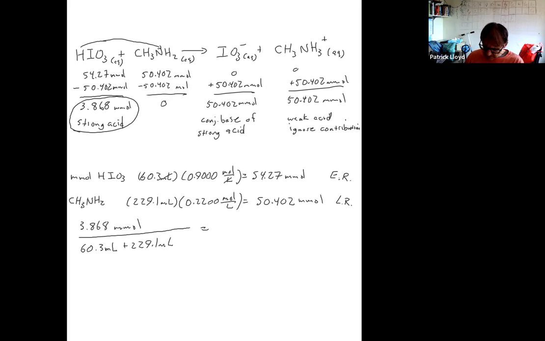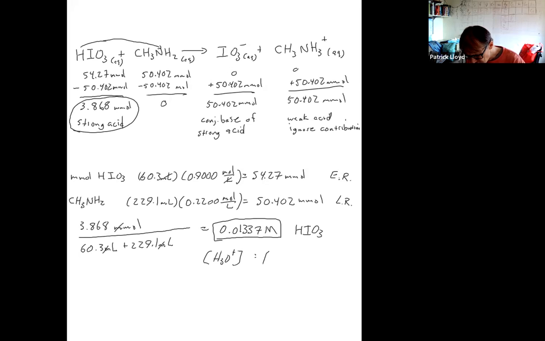So if we take 3.868 and divide that by our two volumes added together, what we get is a concentration of 0.01337. Okay, now why is that moles per liter? Why is it molarity? We've got millis in here, right? But remember, milli over milli cancel. So it's moles per liter. So the millimole really is useful when you're doing these titration calculations. So that's HIO3. Again, it's a strong acid, so the concentration of hydronium is the same as the concentration of the HIO3.